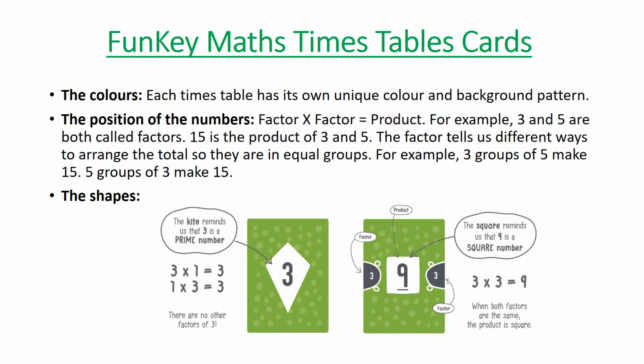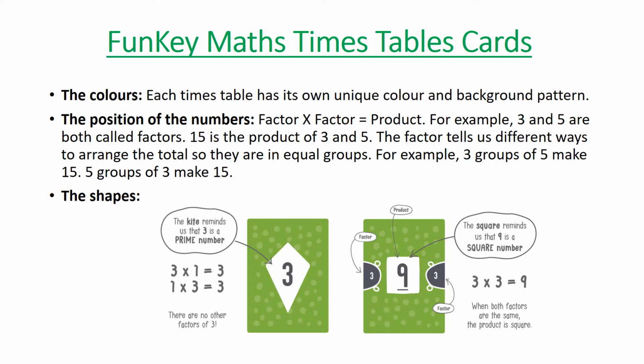The Funkey Maths times tables cards really support the children with their visual memory. So for example, thinking about the colours, each times table has its own unique colour and background pattern. Having a look at the position of the numbers, factor times factor equals product. So for example, 3 and 5 are both called factors. 15 is the product of 3 and 5. The factors tell us different ways to arrange the total so they are in equal groups. For example, 3 groups of 5 make 15, or 5 groups of 3 make 15.